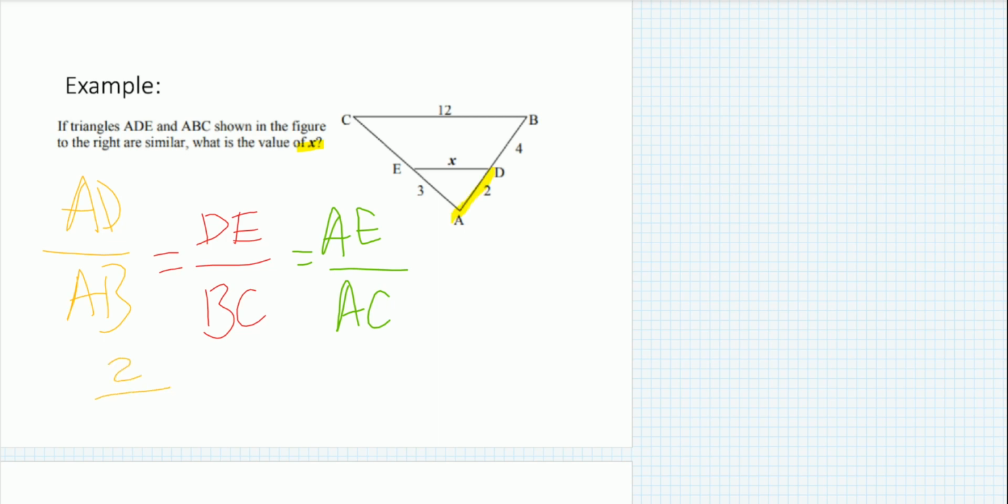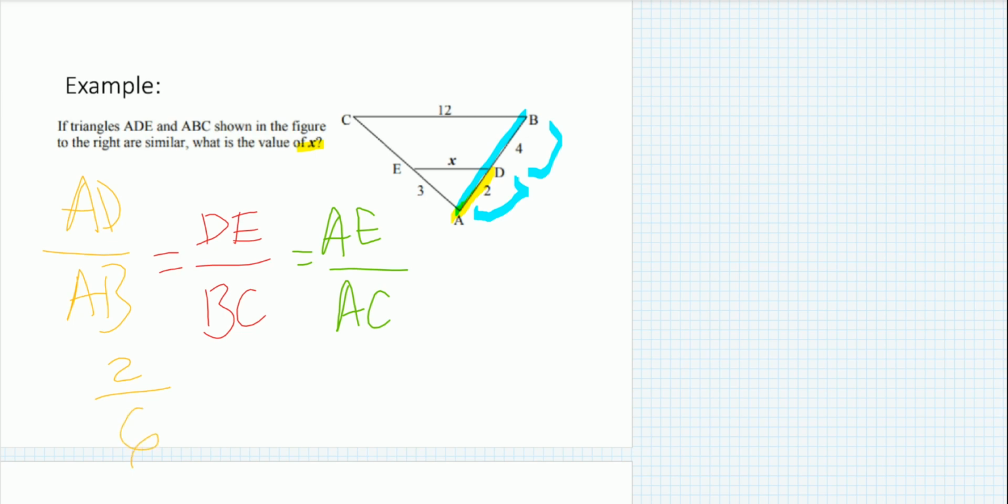It's 2 over, and now this is the kind of tricky part, and I'll do it in a different color, AB. So AB is actually going to be the entire side length. Now, if you notice, it's broken up into two sections. The first section is 2, and then the second section is 4. So we're actually going to add those two numbers, and that means that AB is equal to 6.